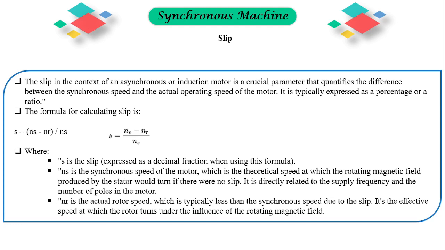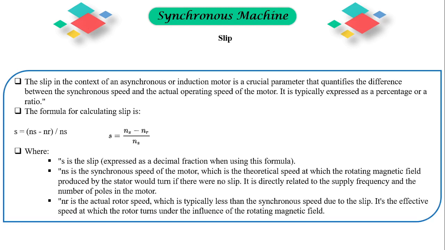Then ns stands for the synchronous speed of the motor, which is the theoretical speed at which the rotating magnetic field produced by the stator would turn if there were no slip. It's directly related to the supply frequency and the number of poles in the motor. Then nr is the actual rotor speed, which is typically less than the synchronous speed due to the slip. It's the effective speed at which the rotor turns under the influence of the rotating magnetic field.